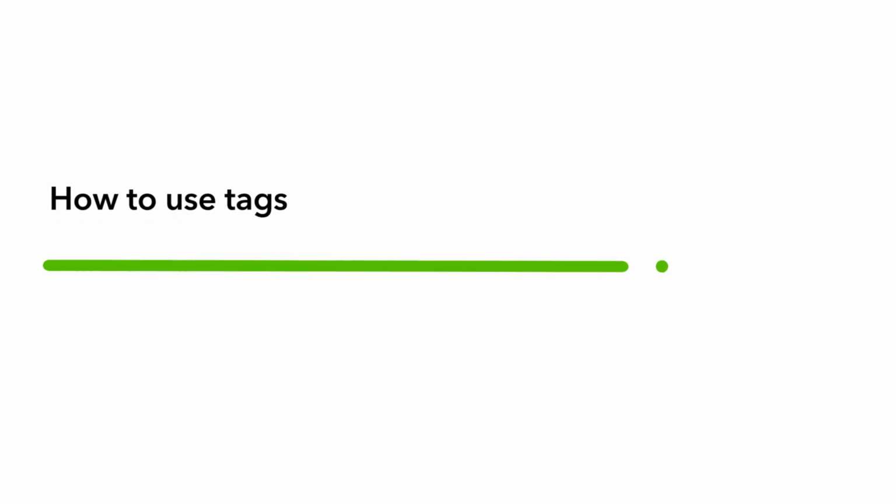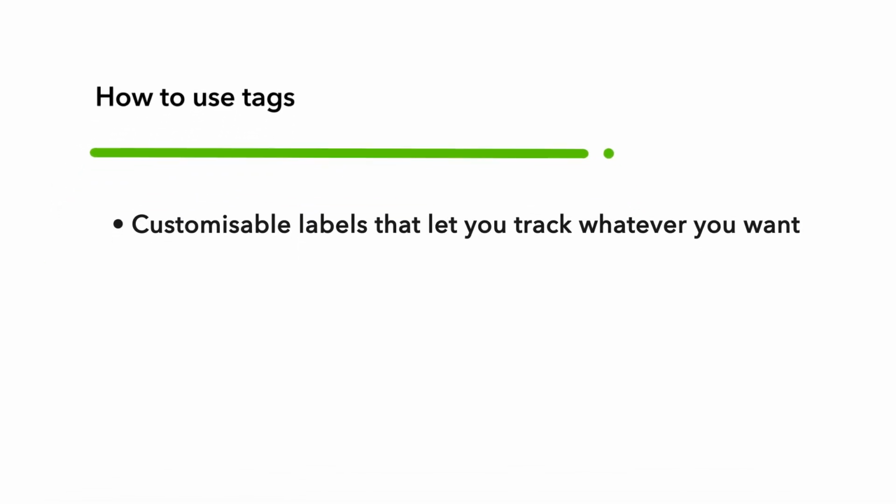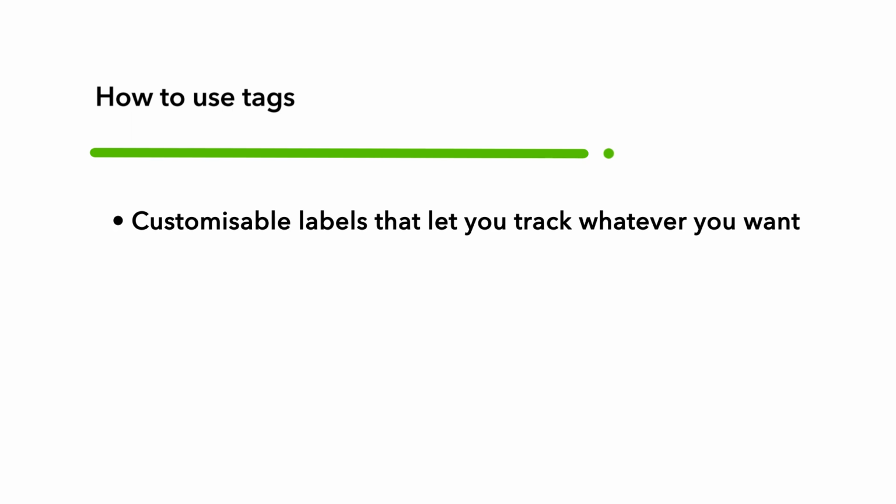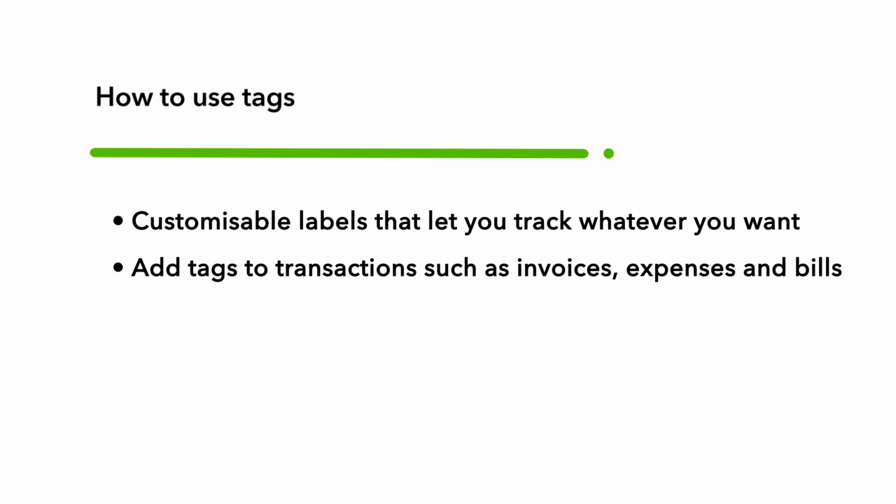Tags are customizable labels that let you track your money however you want. You can tag transactions such as invoices, expenses, and bills. Tags don't impact your books. They're a simple way for you to track and report on the info that matters most to you.